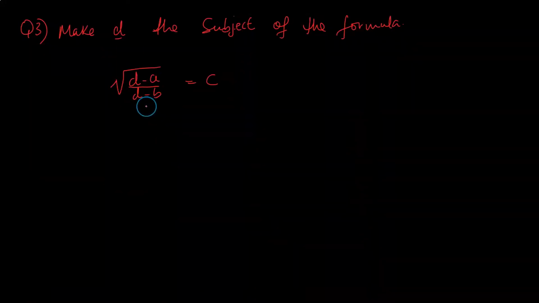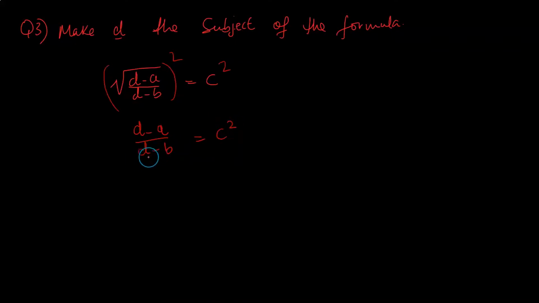Question 3. Make d the subject of the formula. Given square root of (d minus a) over (d minus b) equals c. So we have a square root. We need to release all this, what's inside the root, by squaring. So if you square a square root, you need to do it on both sides. You will have what's inside. So now I have (d minus a) over (d minus b) equals c squared.